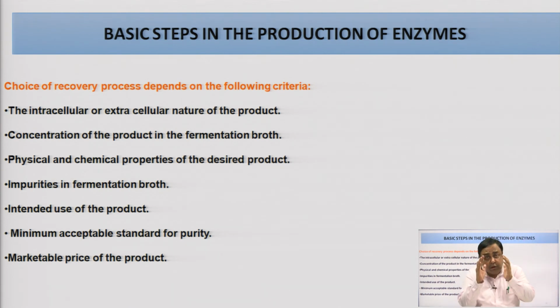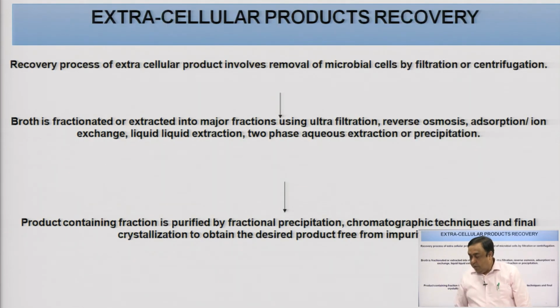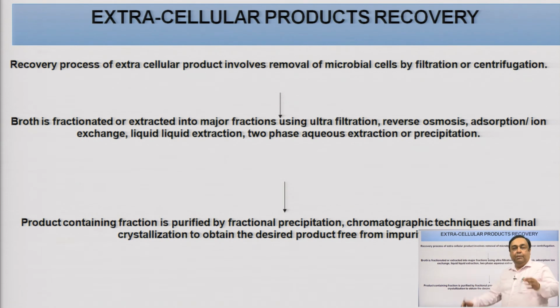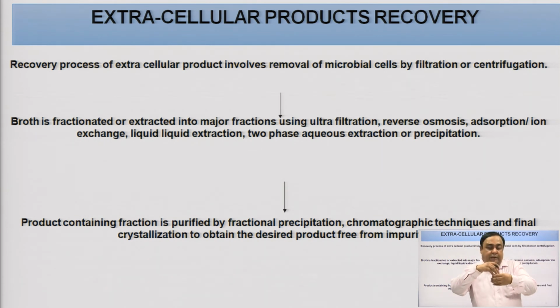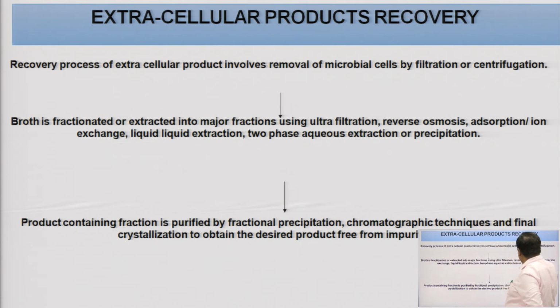Now, if the degree of enzyme purity required is very high, automatically you need to be very cautious, a very stringent method has to be used, and automatically it will increase the cost of the product. So, if this is extracellular, that is after production, the enzyme has come out of the bacterial cell, so you need to take out the media as such. Recovery of extracellular products involves removal of microbial cells by filtration.